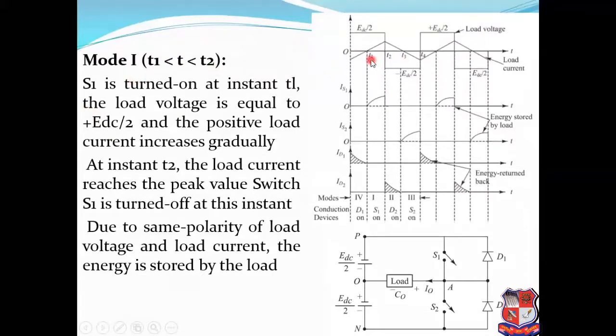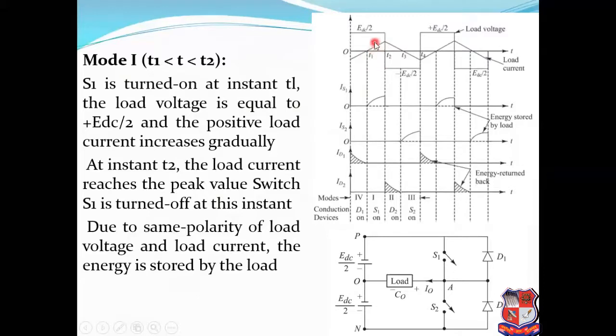Now mode 1. Mode 1 is from T1 to T2. At instant T1, S1 is turned on, and the load voltage is equal to VDC by 2, and the positive load current increases gradually. At T2, the load current is at its peak, or maximum value. At that time, we turn on switch S2 and turn off switch S1.